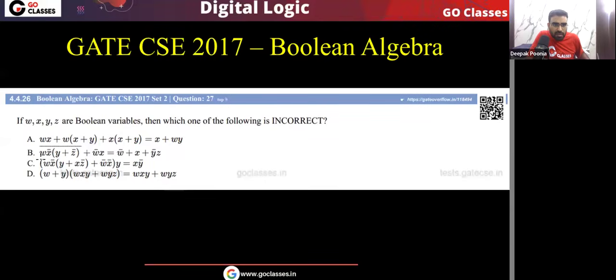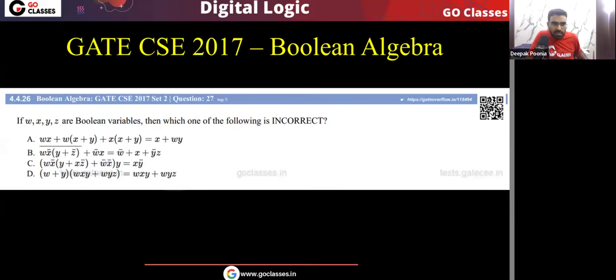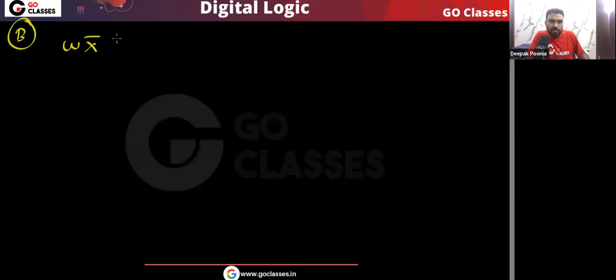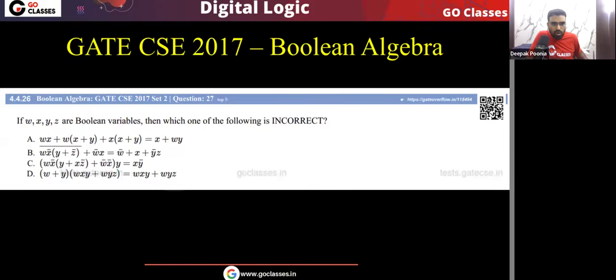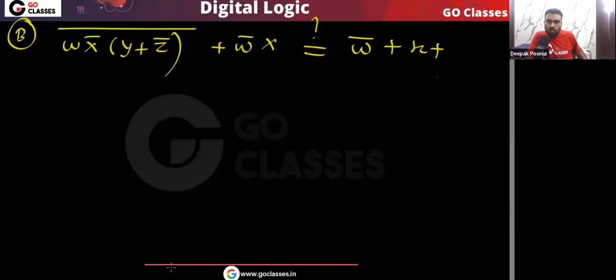Option B is W X bar, then Y or Z bar, whole bar, or W bar X. This is the LHS that is given to you. Is this the same as the RHS? The RHS is W bar or X or Y bar Z. Okay, so let's see.